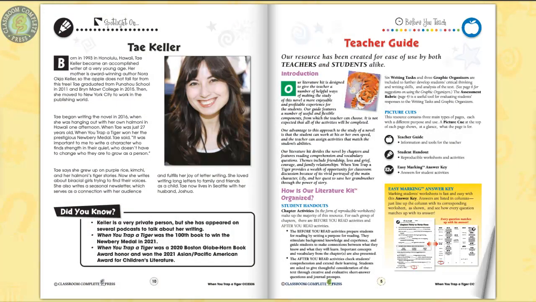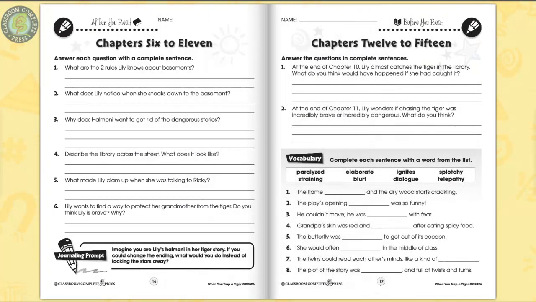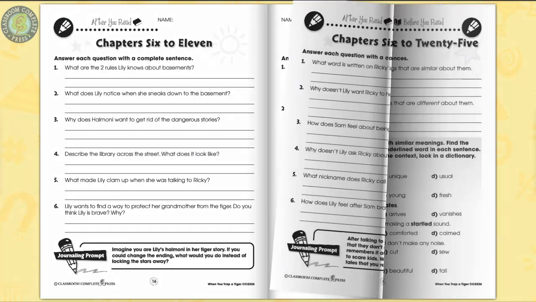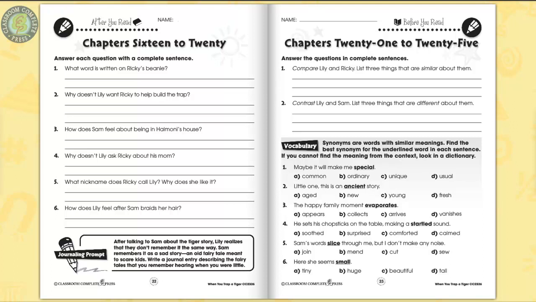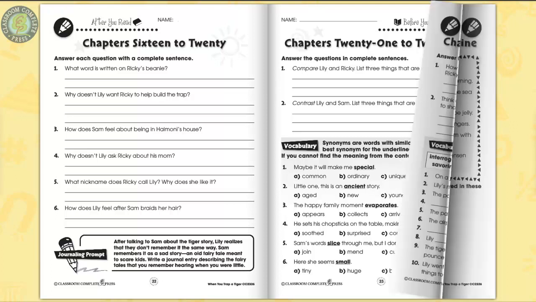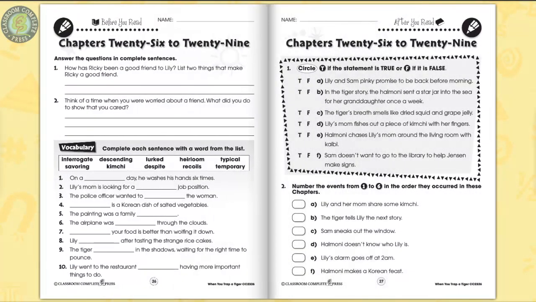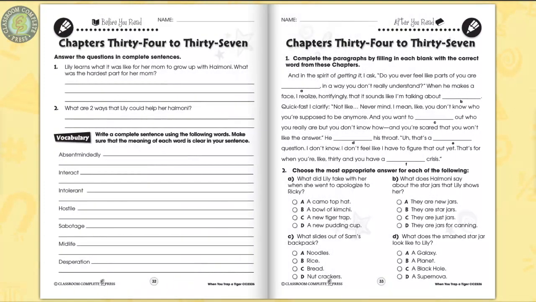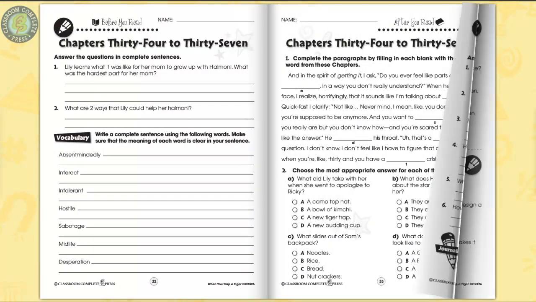and author biography. Put yourself in the mind of Lily's Halmoni to imagine an alternative ending to the tiger story. Speculate how Sam feels about being in Halmoni's house. Put events that take place the night Lily meets with the tiger in the correct order. Come up with 2 ways that Lily could help her Halmoni.